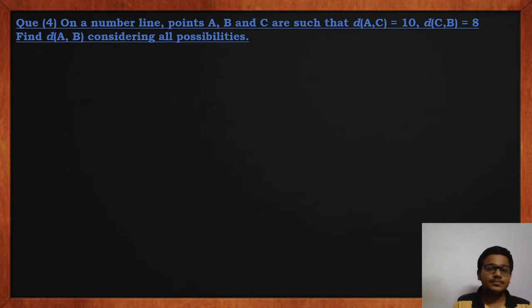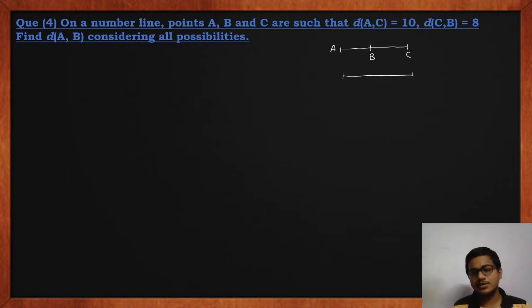Now remember, A, B and C can be arranged in three ways. As we all have learned, betweenness can occur in three ways. I'll show you all the three ways. Like B is between A and C. In the second case, we can write C is between A and B. And in the third case, we can write A is between B and C.